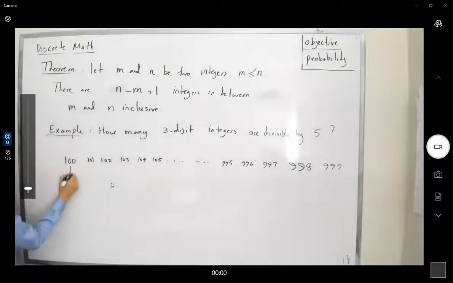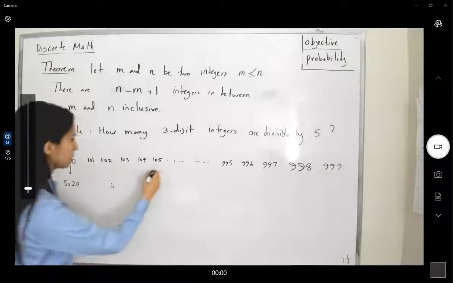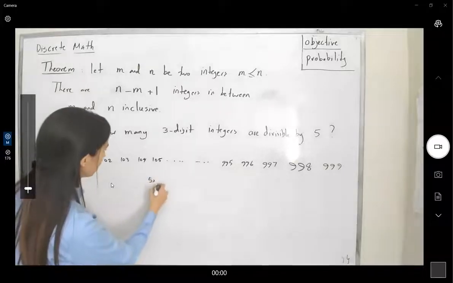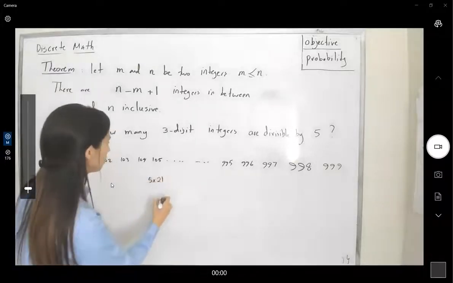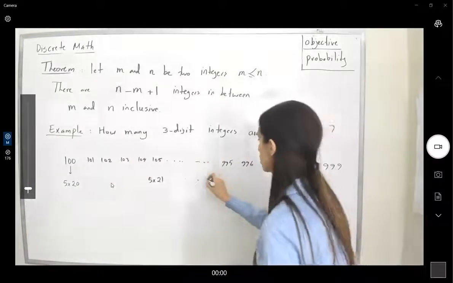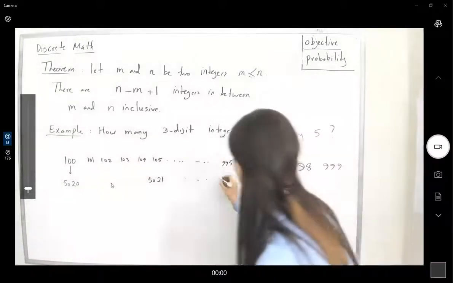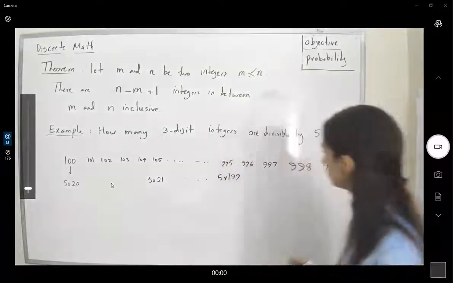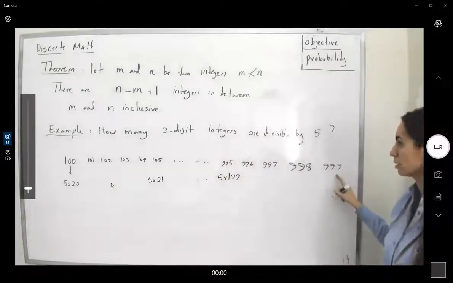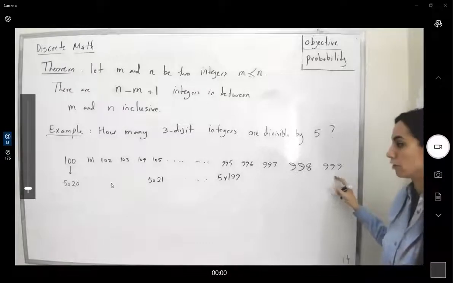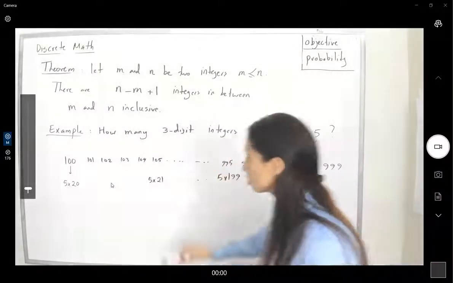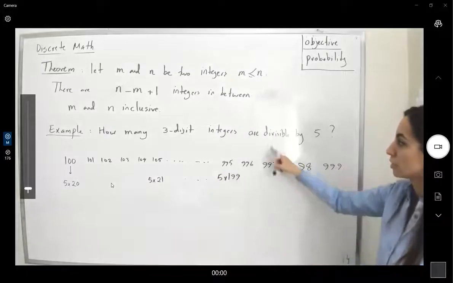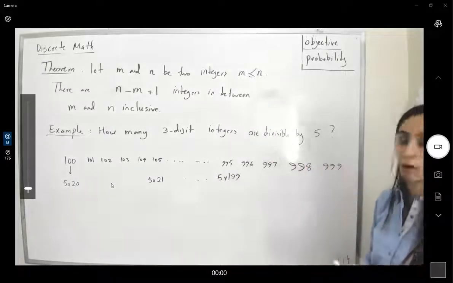So this one is actually 5 times 20. Okay, we can count the rest of them. 5 times 21, the rest of the numbers. So this one is 5 times 199. And then it stops here. It's not a multiple of 5. So we're just interested in these numbers because it says divisible by 5.